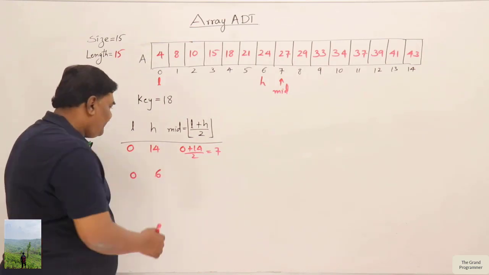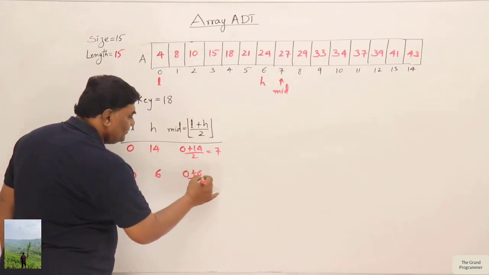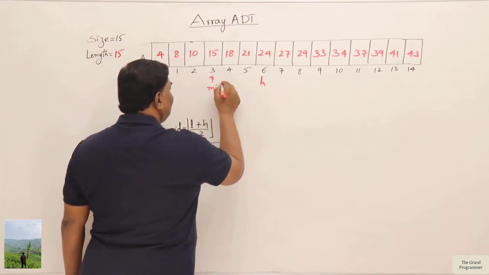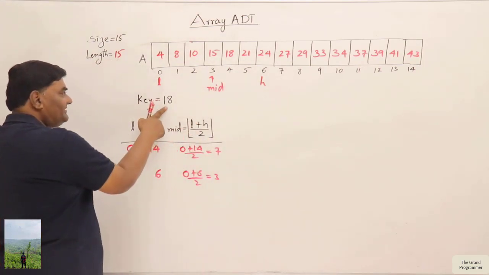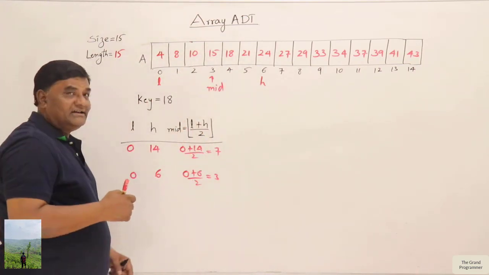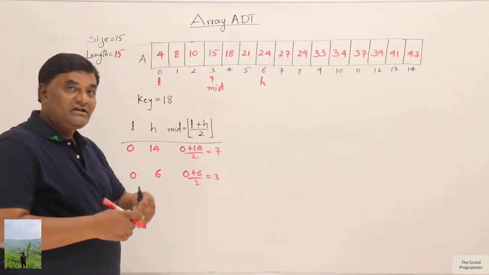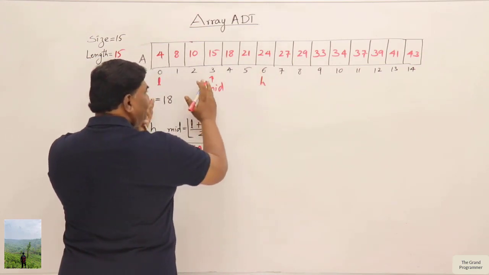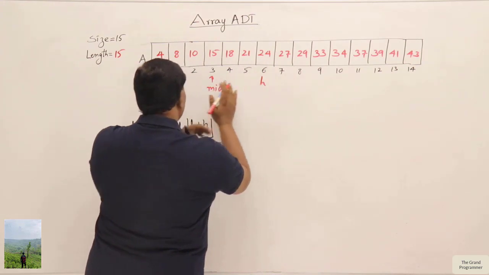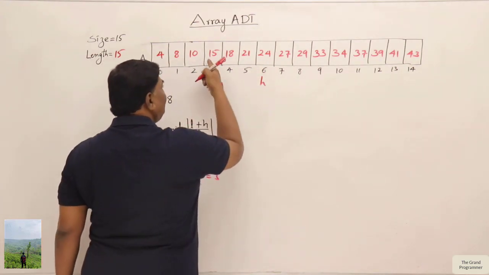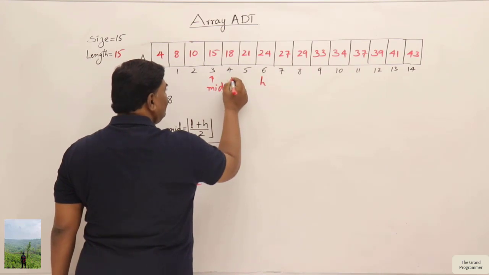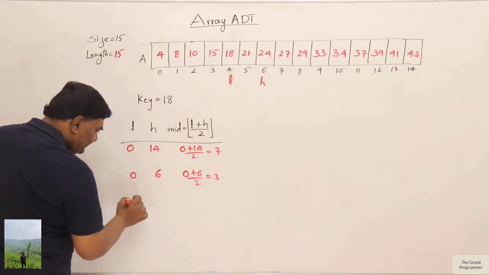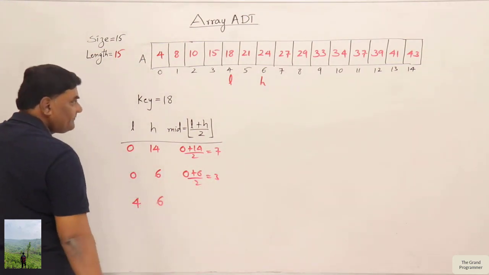Now continue. Find out mid. Mid is (0 + 6) / 2, that is 3. So the new mid value is 3. Is it the key element that you are searching? Our element is 18. No, this is 15. So the key element is greater. So it is on the right hand side of the list. This is the present list now and this is mid. So the element is in this portion. So change low to mid plus 1. Already we have checked this element, so don't include it. So low should be brought to 4. Low should be changed to 3 plus 1, that is 4, and high remains 6 only.